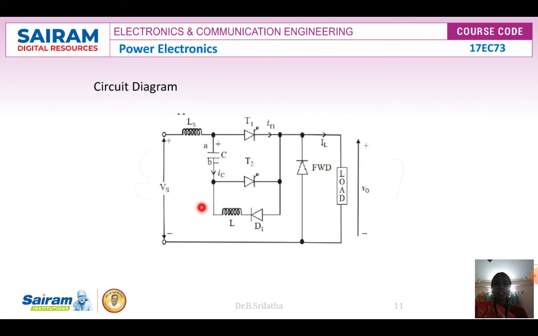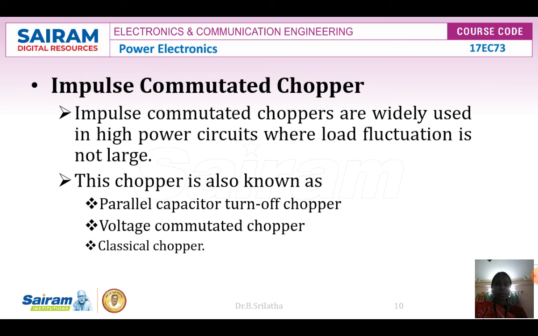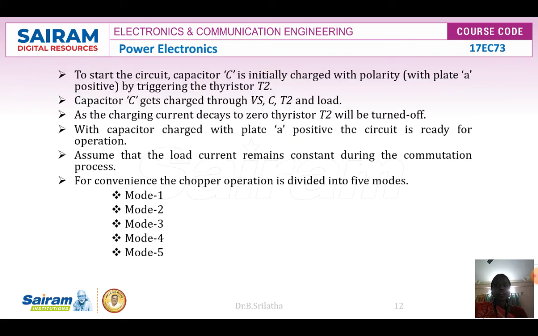So this is the simple circuit diagram of the impulse commutated chopper. This impulse commutated chopper operates in 5 different modes: mode 1, mode 2, mode 3, mode 4, and mode 5.